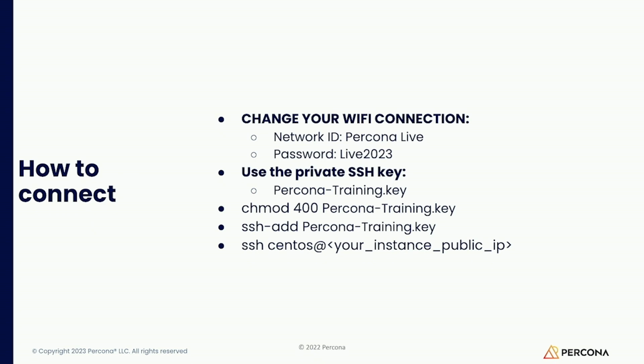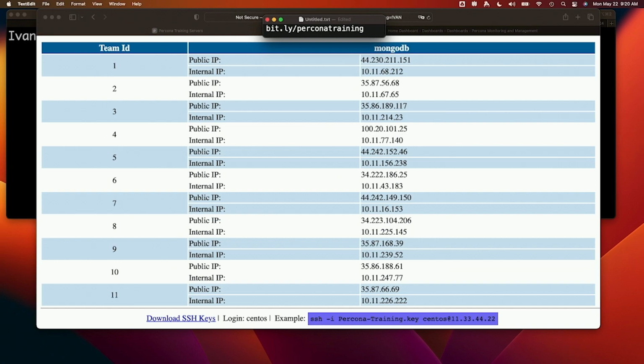So let me give you a few minutes to connect, and I will show you the page in the meantime. So here's what you should see. When you go to bit.ly/percona training, you'll see team ID, and you can grab the public IP to connect. There's a link at the bottom to a zip file with the SSH keys in both Linux and Windows format. And you have to use the CentOS user to connect, and the public IP, okay?